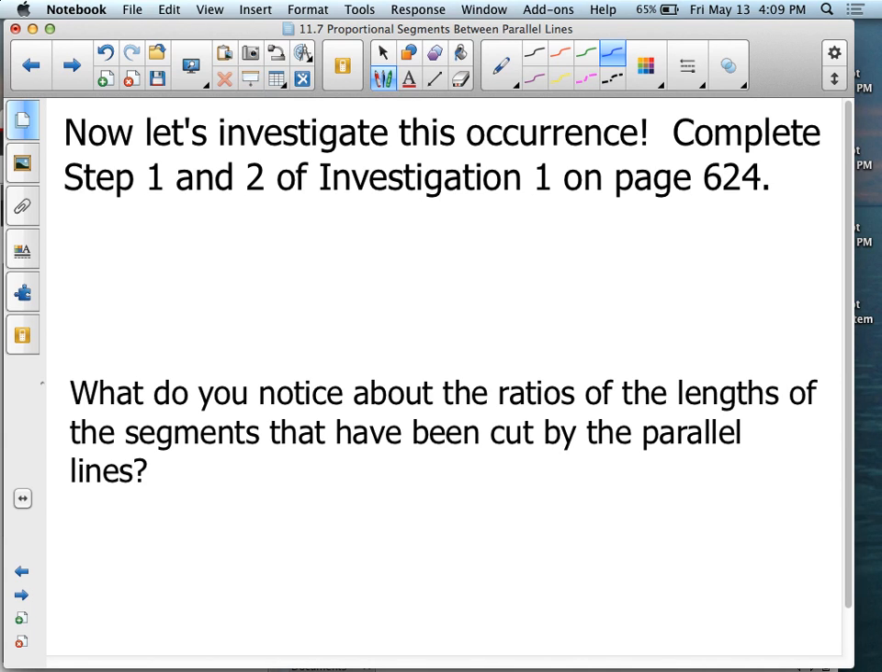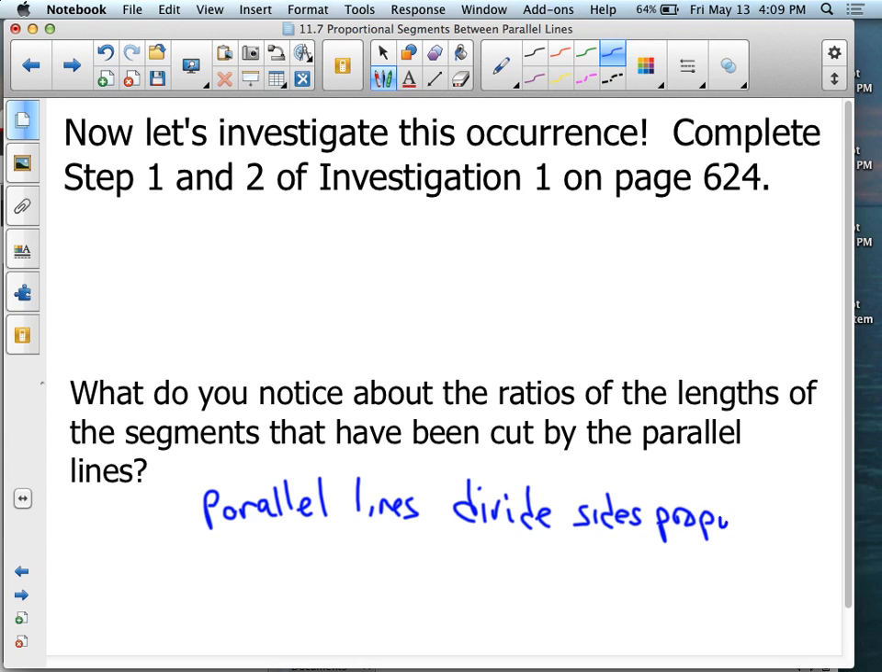So you answered a few questions. What do you notice about the ratio of the lengths of the segments that have been cut by these parallel lines? Did you notice that the parallel lines divide those sides proportionally? That's pretty cool. That's going to be our conjecture for the day.